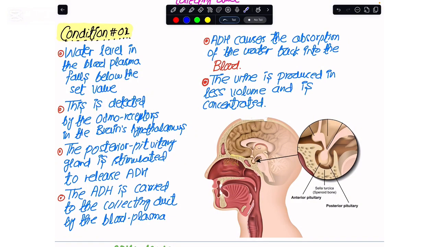And that antidiuretic hormone is carried toward the collecting duct of the nephron. And when the ADH is carried to the collecting duct of the nephron, then this ADH would compel the water to move out of the urine back into the blood. And as a consequence of that, we will produce a less volume and more concentrated form of urine, we say.